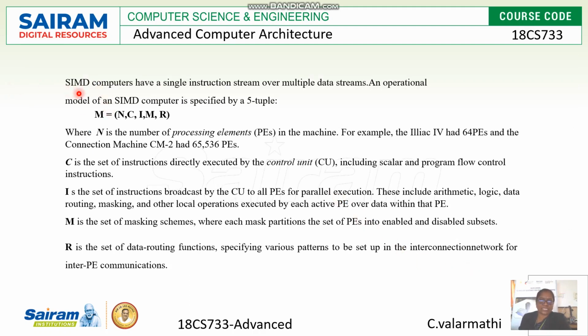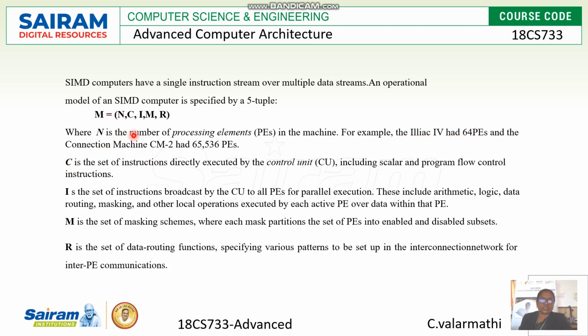When you take one SIMD computer, there are 5 important tuples to be considered. What are they? N, C, I, M, R. What is the meaning of N? N is the number of processing elements in the machine. How many processing elements are connected in a particular computer architecture, that shows the value of N. For example, ILLIAC IV had 64 PEs. That means 64 processing elements are connected in the architecture called ILLIAC IV.